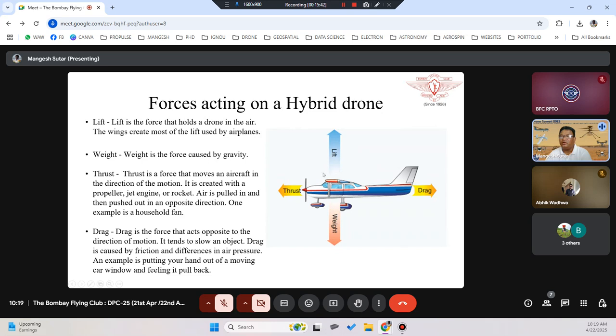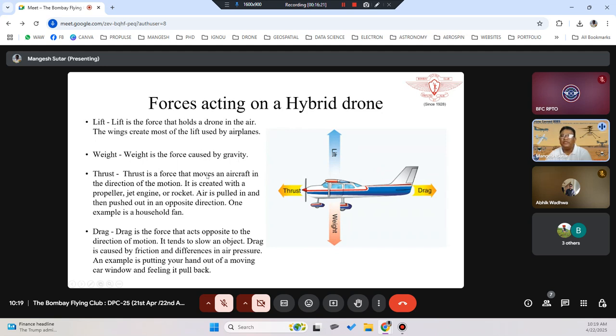So here your hybrid drone is not actually running on the runway, but it will vertically take off. Then it will do a transition and convert itself into aeroplane mode. During the aeroplane mode, when it is in forward motion, the wing creates most of the lift used by the aeroplane. Weight is nothing but the force caused by gravity. So जो भी आपका एरोप्लेन है, उसका वेट तो रहेगा, whatever the motor, body, fuselage, landing gear है, all those things will cause the weight of the body, and that weight will cause gravity to pull the aircraft down.